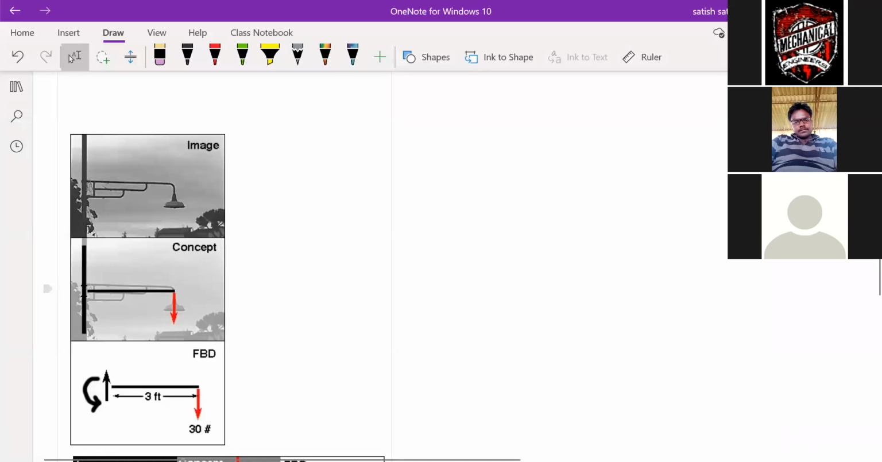So this is fixed, correct? So here, one vertical reaction is there at the support. But will there be a horizontal reaction here at this support? If you are saying this is fixed support, will there be a horizontal reaction for this particular problem?